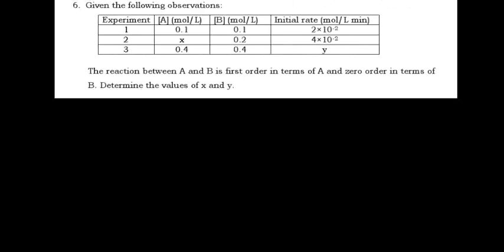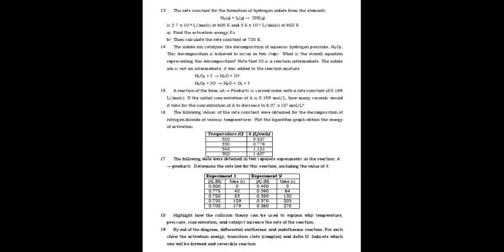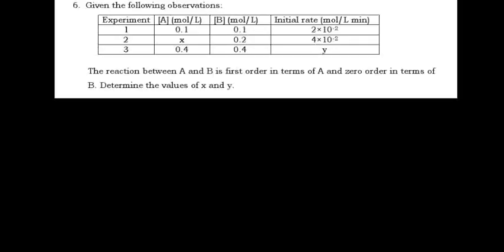Question 6 is where they've given us the initial rates and then they want us to find x and y. Question 7, they want us to determine the rate of formation in relation to a reactant. And then we have question 8, question 9 and 10, question 11, question 12, question 13, 14, 15, 16, 17, 18, 19. So these are the questions that we're going to answer in this video.